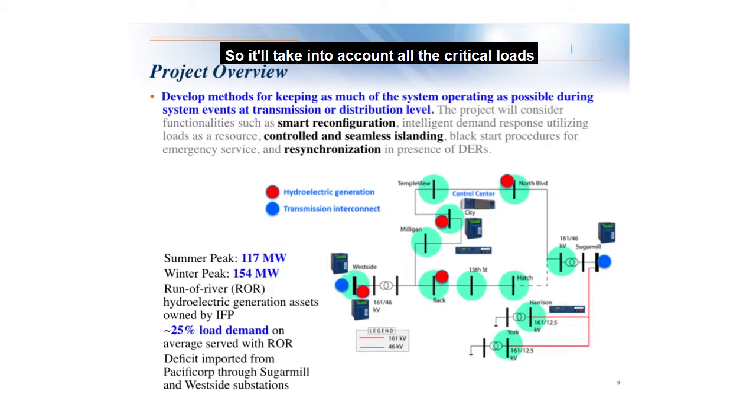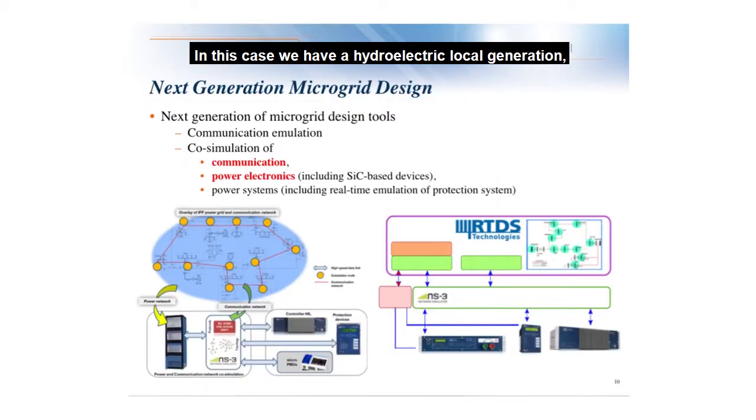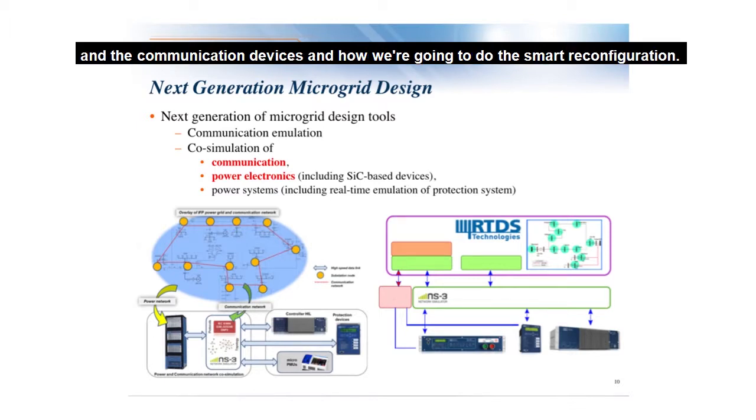So it will take into account all the loads that are critical, utilizing its local generation. In this case, we have hydro for local generation. And this is the first time we start incorporating the communication. We used the actual hardware that's going to be used for protection, but on top of it, we used the communication protocols and the communication devices and how we're going to do the smart configuration.